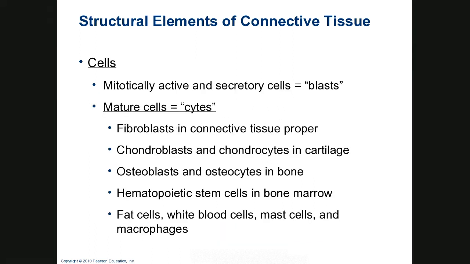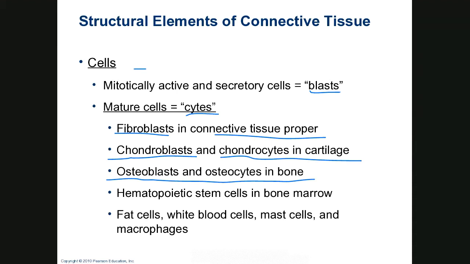Okay, now cells of connective tissue. Mitotically active cells or secretory cells are referred to as blast cells. Mature cells, cytes. So fibroblasts are in connective tissue proper, and they lay down new connective tissue. Chondroblasts and chondrocytes are in cartilage. Osteoblasts and osteocytes are in bone. Hematopoietic stem cells are in bone marrow, and they make blood cells. And then we have fat cells, white blood cells, mast cells, and macrophages also in connective tissue.